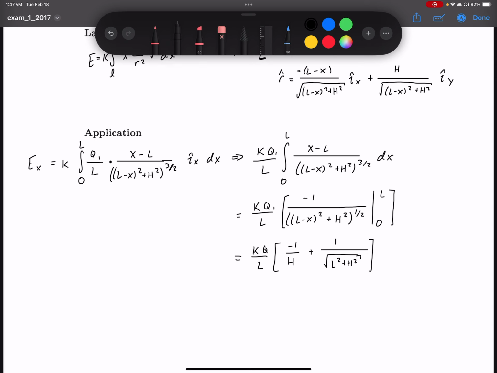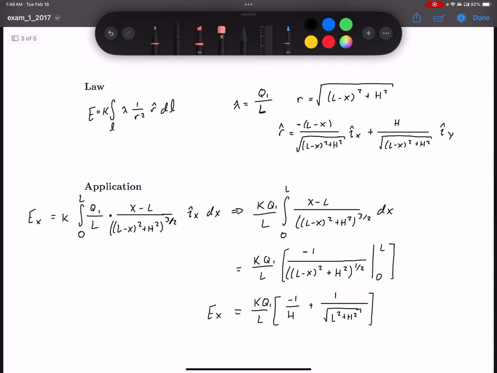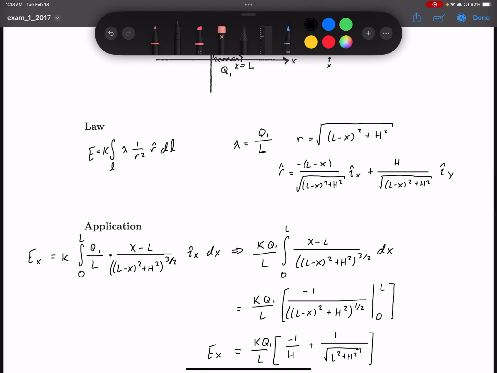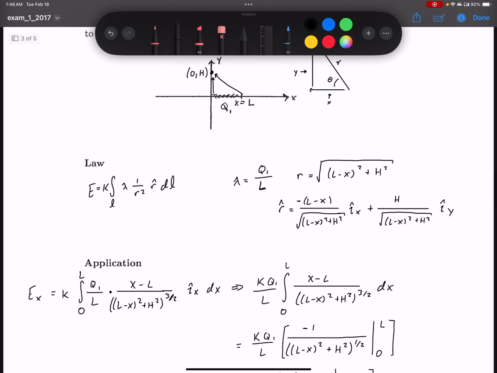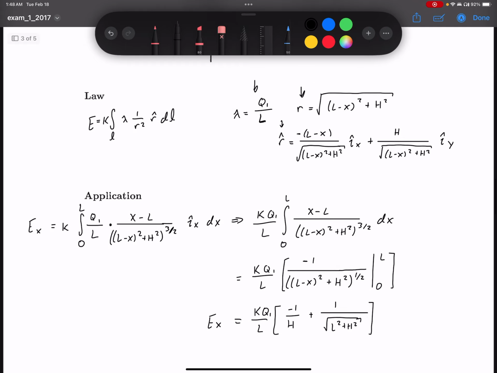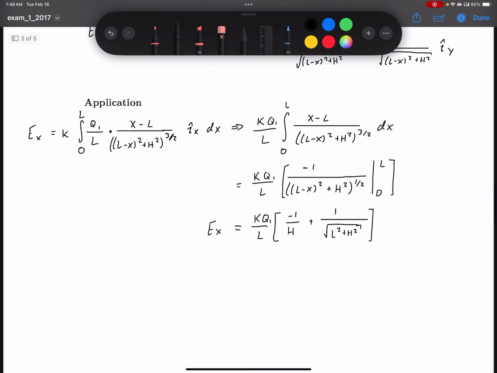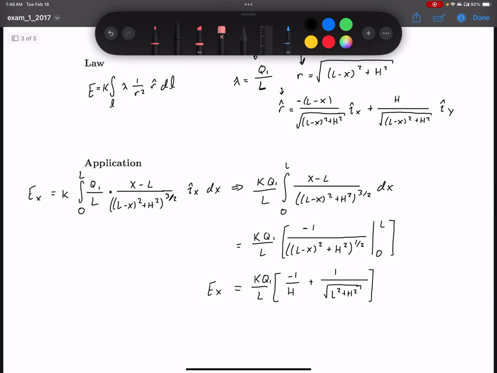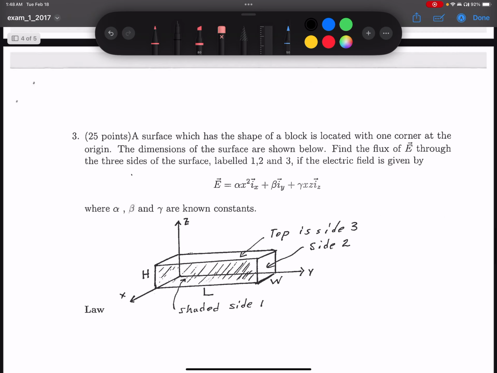All right, so there we go. We got the x component of the field. Really simple problem. Honestly, it took me a while to get these, but you just have to identify what lambda, r, and r hat are, and then put it into an integral and use the formula sheet. In some cases, you might actually have to do a u substitution, but hopefully not.